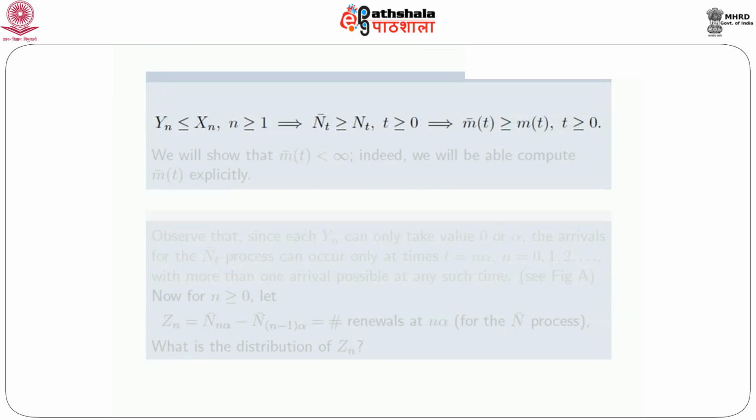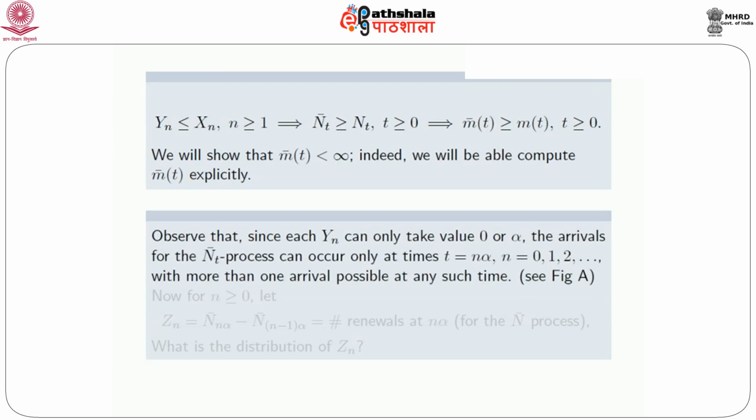So this is exactly what we said, that since all the Yns are less than or equal to Xn for n greater than or equal to 1, that would clearly imply that N hat t is greater than or equal to N t for all t greater than or equal to 0, which would of course imply that M bar t is greater than or equal to M t, and our aim is to show that M t is finite. We would achieve this by simply showing that M bar t is finite. So we'll show that M bar t is finite. This will show automatically that M t is finite, and in fact, as I said, we will be able to compute M bar t explicitly.